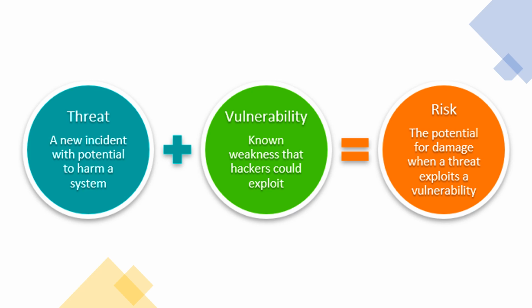A threat is a new incident with potential to harm a system. Examples: not updating your firewall, not using an antivirus, or being susceptible to social engineering. Add to this known weaknesses that hackers will exploit, such as having a system that you do not know how to operate very well, not being aware of the new update, and having software that has software bugs. When you bring this together, it gives a high potential for damage when the threat is exploited.